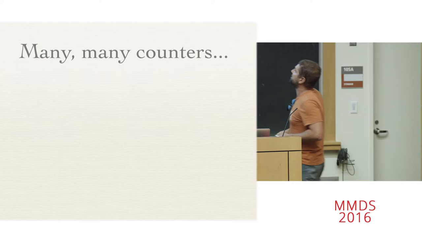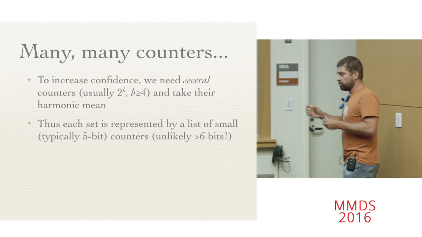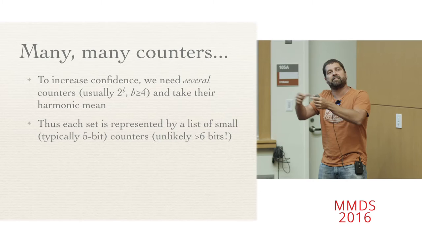Now, when you use this kind of stuff, you don't use one counter. You use a lot of counters to reduce variance. So what we will actually do is have this block of memory with 5-bit counters packed together, and we want to maximize them one by one. And this is where broadword programming comes to the rescue. We can maximize these rows of 5-bit counters very quickly.